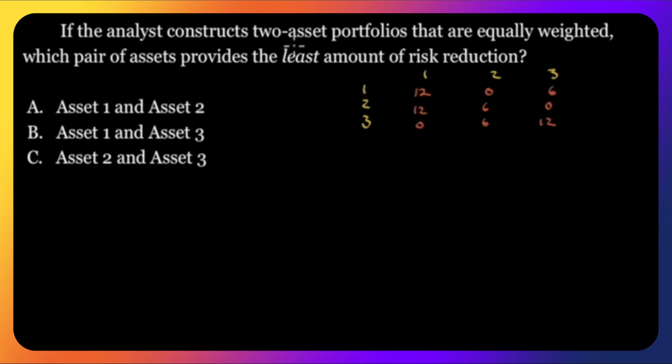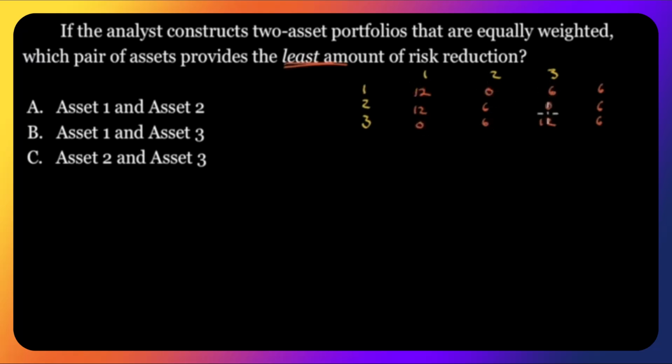If the analyst constructs two asset portfolios that are equally weighted, which pair of assets provides the least amount of risk reduction? Well, we know 2 and 3 are perfectly negatively correlated, so we don't have to figure out 2 and 3. So it's between 1 and 2 and 1 and 3. And we know that the expected return is 6% in all cases. So you can eyeball this and say, well, 1 and 2 is 12 and 12, 0, 6, 6 and 0. Versus 12 and 0, 0 and 6, 6 and 12.